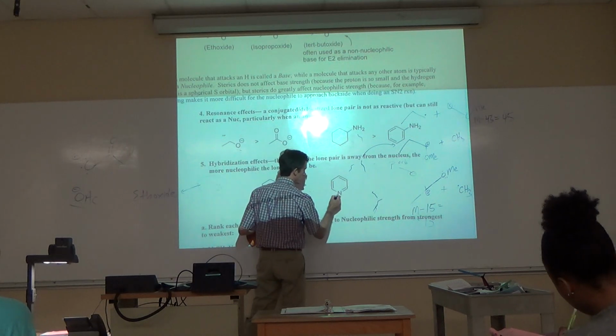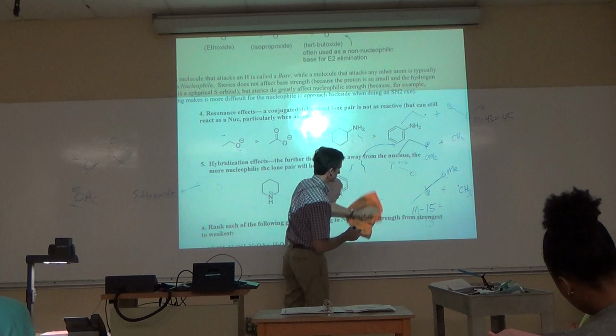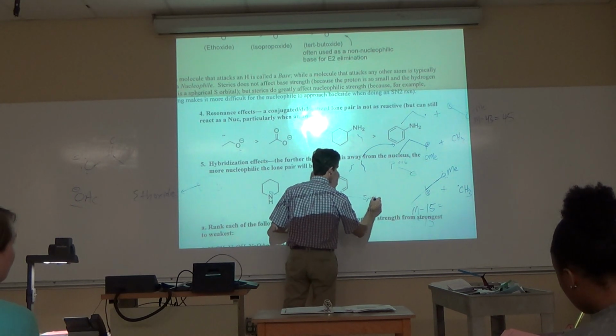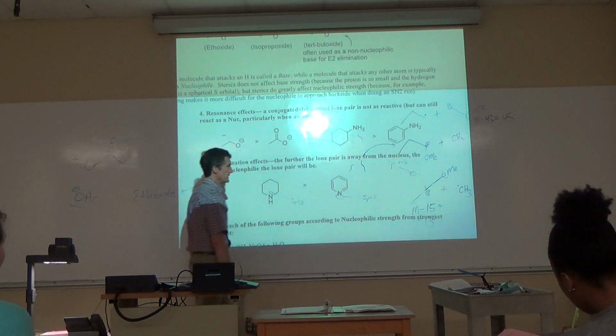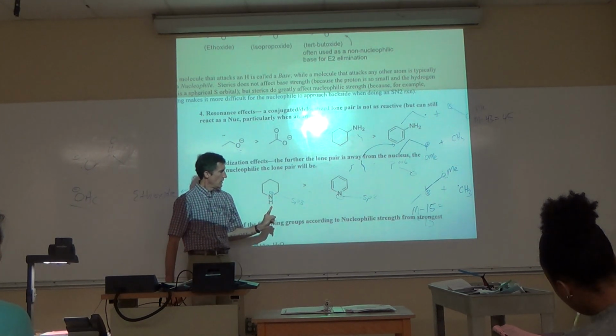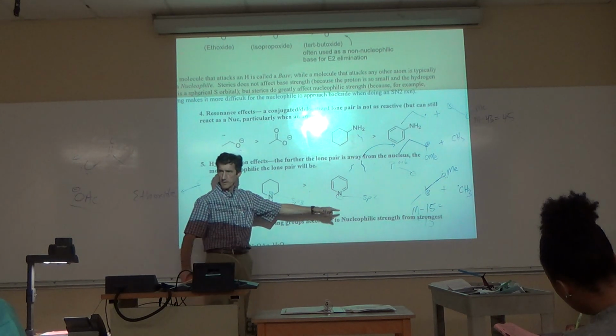Why? This lone pair is in what type of orbital? sp3. This one is in what type? Not a p orbital. sp2. You need to know that. If you graph it, you're going to see it's sp2. Which one is better? More s character. What does more s character mean for the lone pair?